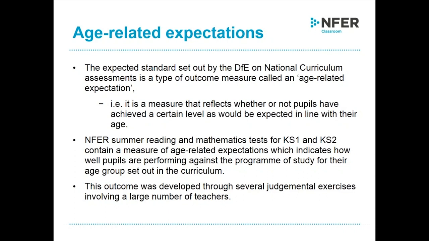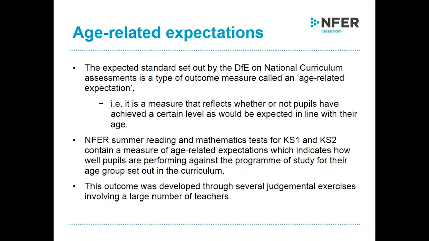And here is an example of the tables indicating age-related expectations, which are included in the teacher guide for those tests. As you can see from this table, pupils who score between 0 and 19 have been classed as not achieving age-related expectations on the test.